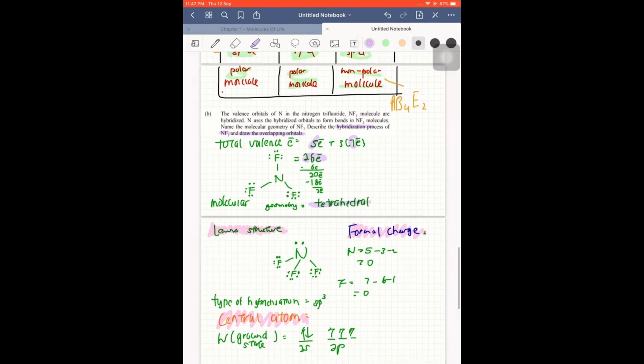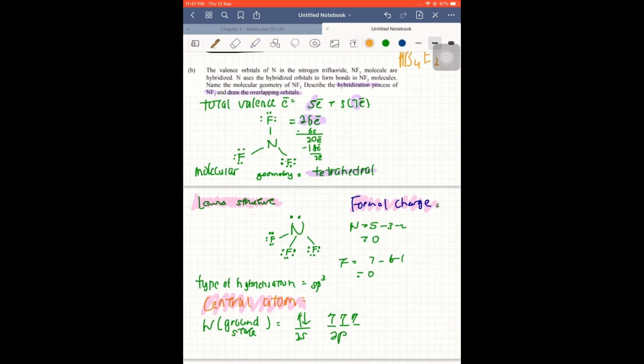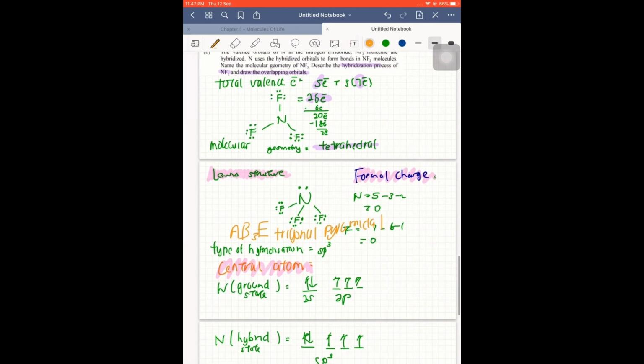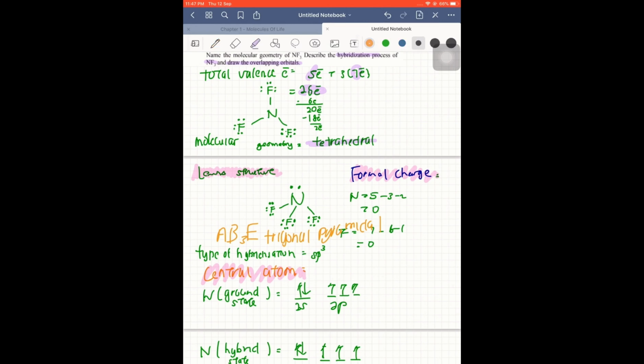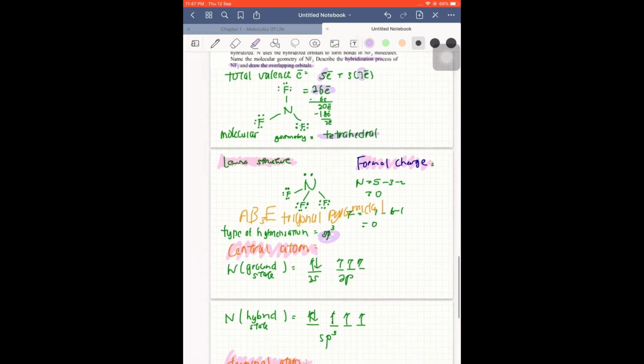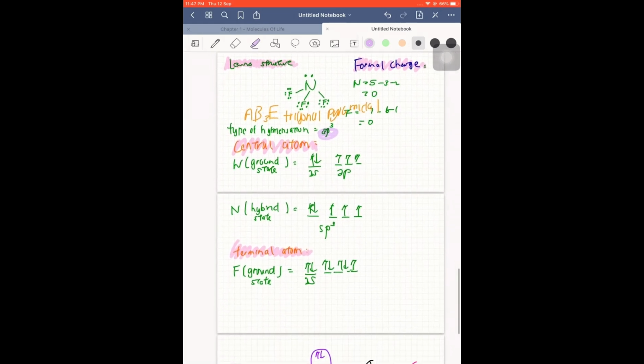We draw the skeleton first, and then we can deduce the electron pair arrangement is tetrahedral. This one is AB3E, so the shape will be trigonal pyramidal. The type of hybridization will be sp3 because the electron pair arrangement is tetrahedral. And then we move on to the hybridization process.